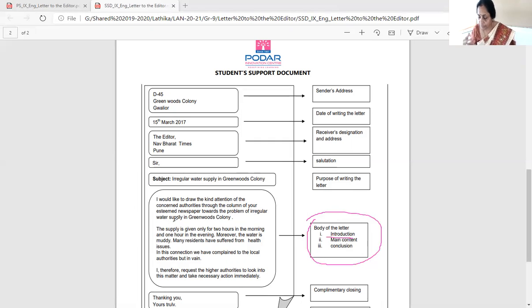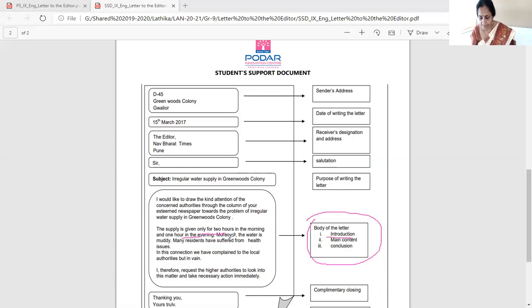Now he is giving you more details of why it is a problem for him and why he is writing this letter. The supply is given only for 2 hours in the morning and 1 hour in the evening. Moreover, the water is muddy. Many residents have suffered from health issues, okay, because of unhygienic water, and maybe there is some contamination in the water. People are falling ill as well in that colony.